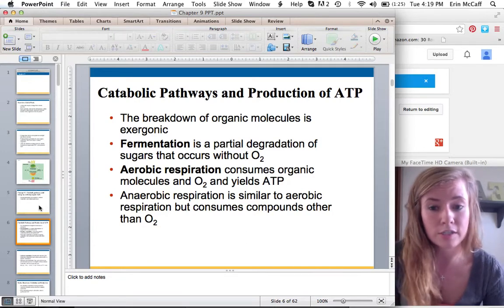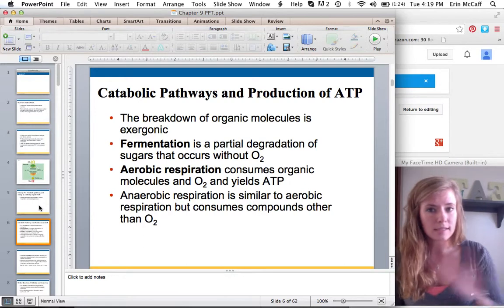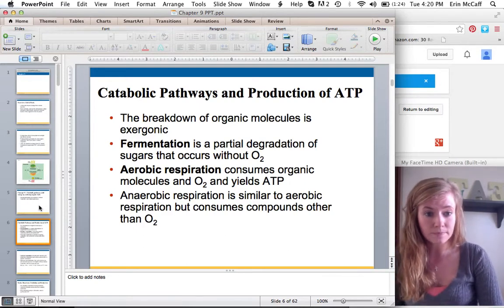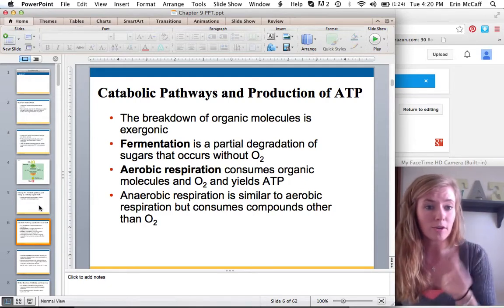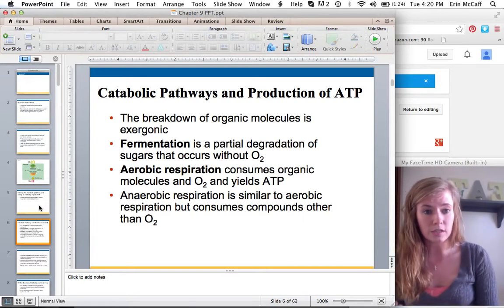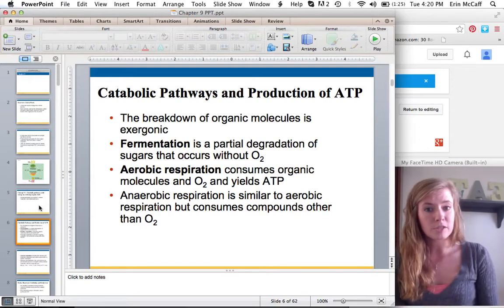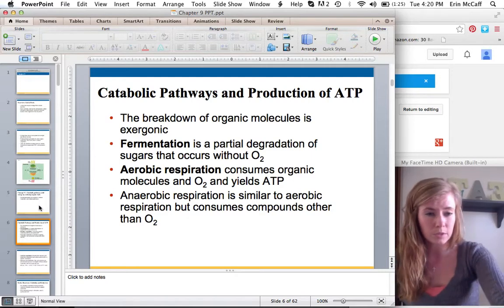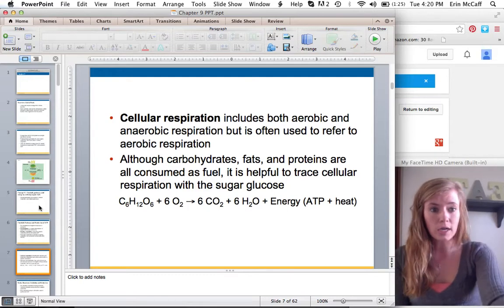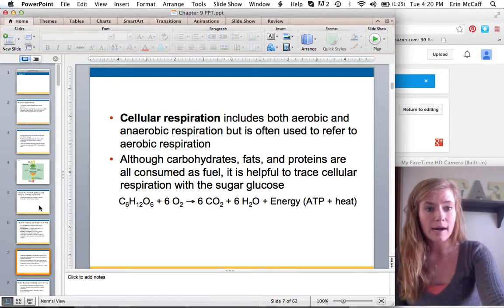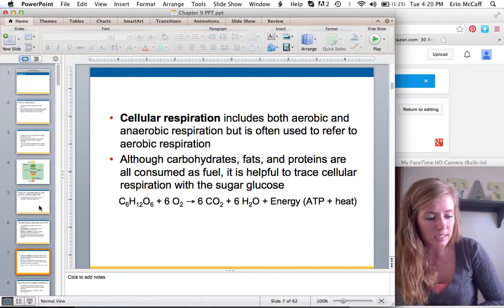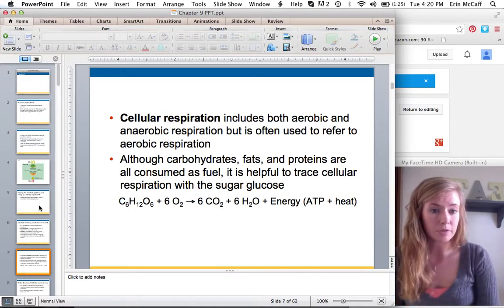Fermentation is a partial degradation of sugars that occurs without oxygen. That's the last section, but fermentation happens in the absence of oxygen. We only break down the sugar a little bit of the way because we can't go the rest of the way without oxygen. Aerobic respiration is a kind of respiration that takes in organic molecules and oxygen and makes ATP. That's what our cells mostly do, aerobic respiration, aerobic meaning with oxygen. Anaerobic respiration happens without oxygen and is similar to aerobic respiration, but we use a different molecule than oxygen. The whole process of cellular respiration can be anaerobic or aerobic. We're going to learn about both pathways, but normally it refers to aerobic respiration. Anaerobic respiration includes things like fermentation, among other things.